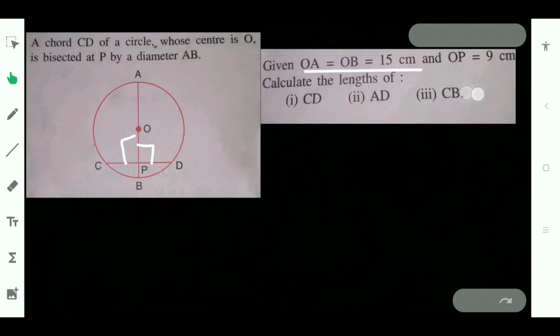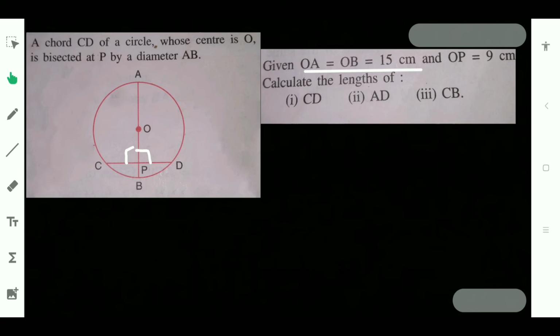OA is equal to OB is equal to 15 centimeters. Then OP is equal to 9 centimeters. So I am drawing these perpendiculars here, and OP is 9 centimeters. Now calculate the length of CD. CD means the chord's length they are asking.